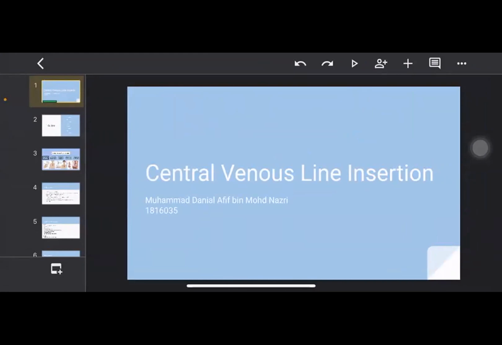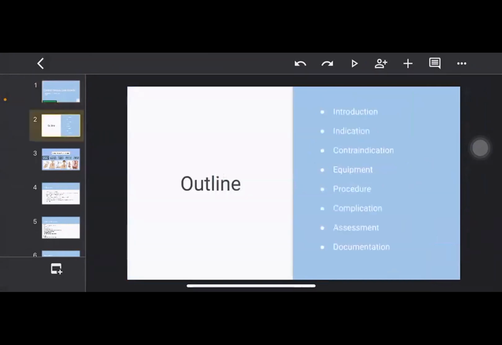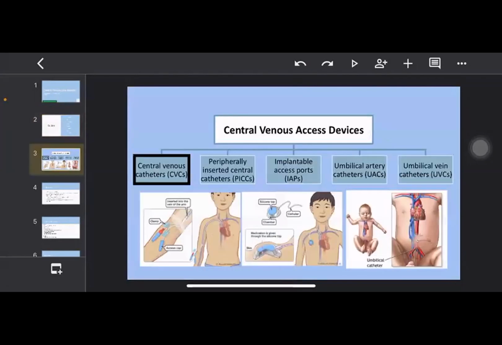So my name is Muhammad Daniel Afif bin Muhammad Nazri, and I'll be presenting about the central venous line insertion. And this is my outline for my presentation, which I'll be explaining about introduction, indication, contraindication, equipment, and briefly about the procedure, also about the complication assessment, and also the documentation for central venous line insertion.